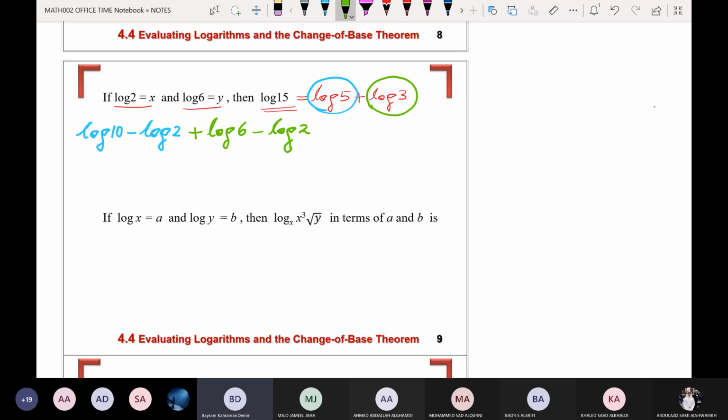All right. Now let's calculate. Do I know logarithm of 10? Well, it is 1, right? Base 10. Minus, do I know logarithm of 2? Yes, it is x. Plus, logarithm of 6 is y. Minus logarithm 2 is x again. So finally, Shabab, we have 1 minus 2x plus y.